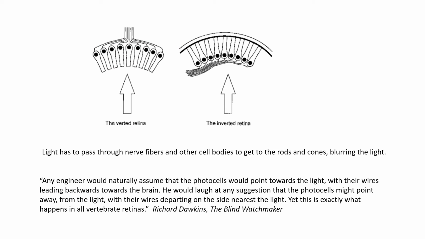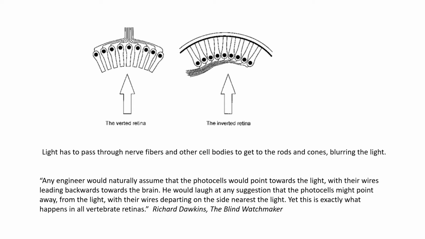And in this diagram, we've tried to make it a little bit more explicit. In the verted retina, which is found in some lower animals, the light first hits the photoreceptors, then they coalesce into nerve fibers. In the inverted retina, which we humans have, you notice that the light has to go through nerve fibers and other cells first before it gets to the rods and the cones.